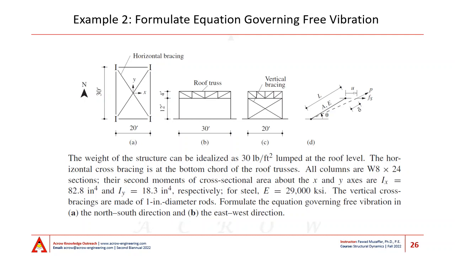Now, in this example, we have a structure and the unit weight on top of the structure is 30 pounds per square foot. The horizontal cross bracing is at the bottom chord of the roof trusses, which means not at the top, but right there. All columns are W8 by 24. The second moment of inertia is 82.8 inch^4 for IX, and IY is 18.3 inch^4. The modulus of elasticity of steel is 29,000 ksi, and we are asked to formulate the governing equation of free vibration in the north-south and the east-west directions.